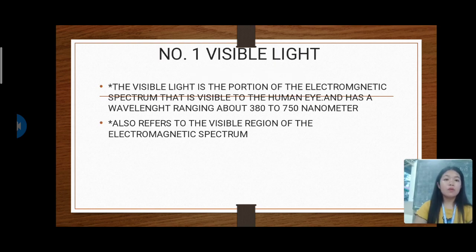Number 1, visible light. Visible light is the portion of the electromagnetic spectrum that is visible to the human eye and has a wavelength ranging from about 380 to 750 nanometers. Also refers to the visible region of the electromagnetic spectrum.